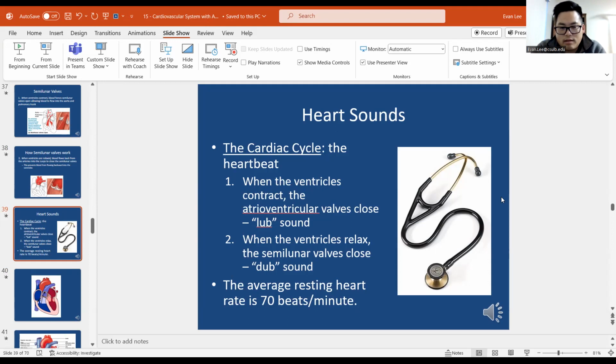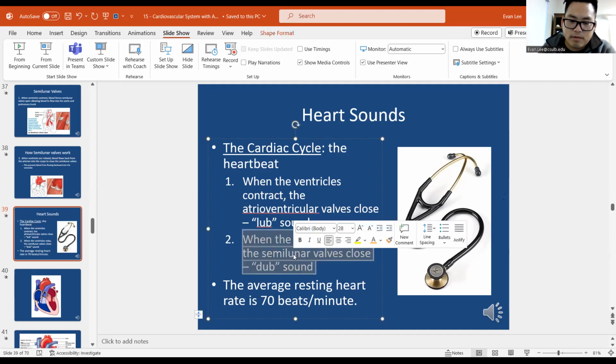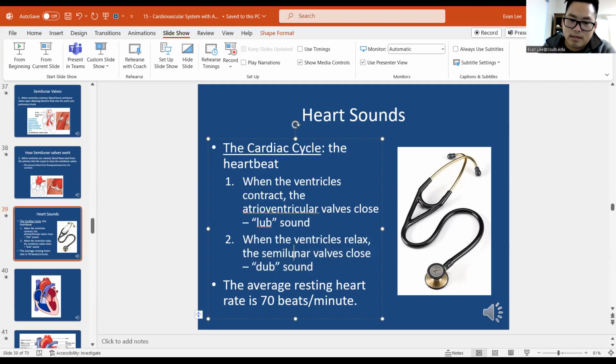So every time the valves snap closed, they snap closed every time it needs to. That's a heart sound. So snap, snap, snap. That's the atrioventricular valves closing. That's the first sound. Then the semilunar valves closing. That's the second sound. But generally, whenever you do hear those two sounds, that is when you have one heart contraction or one heartbeat.